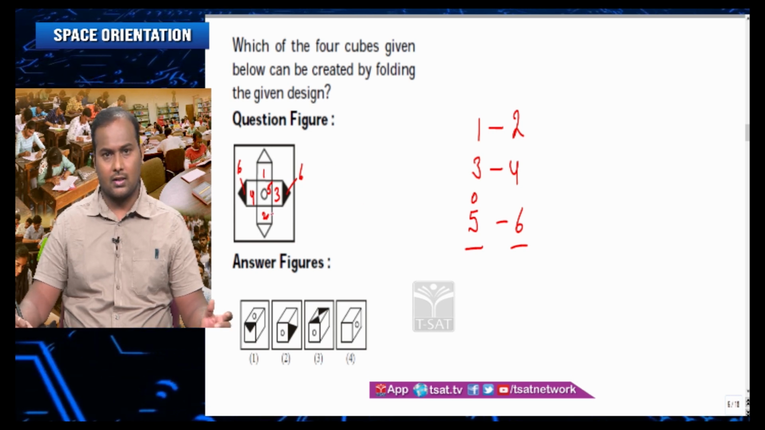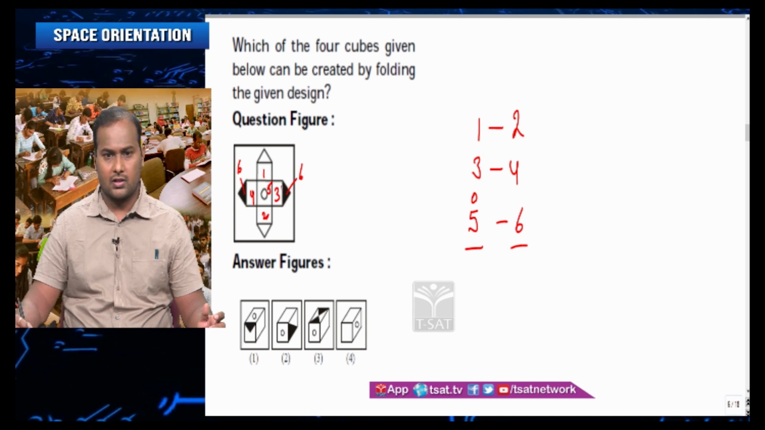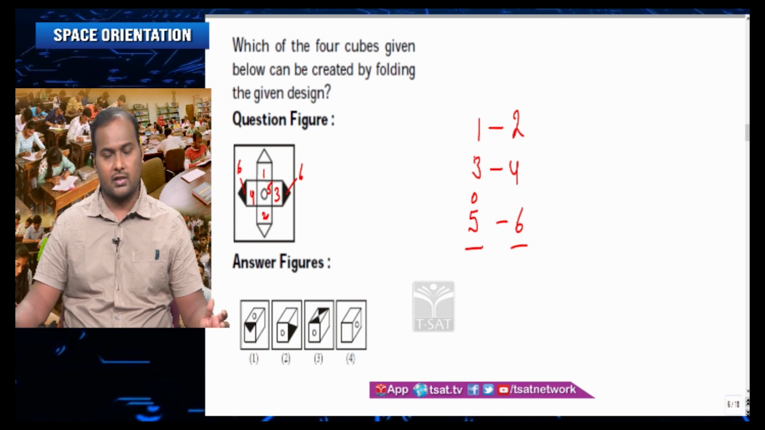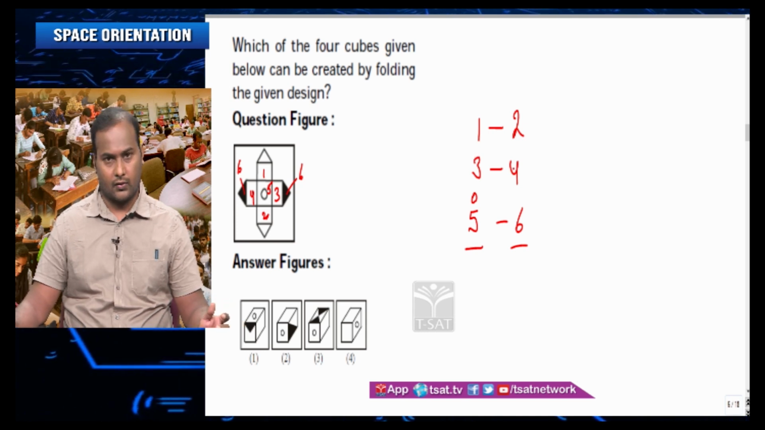And remaining 1, 2 is a light color. Again 4 and 3 is also light color. It doesn't matter much. Either 1 or 2 I can take or 3 or 4 I can take, right?